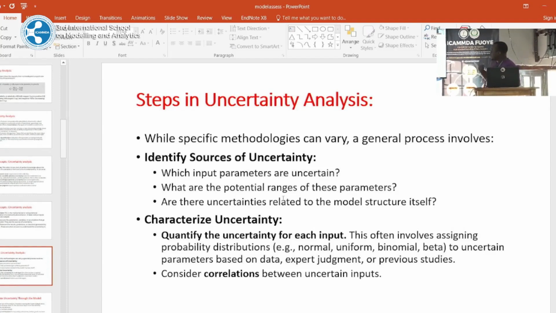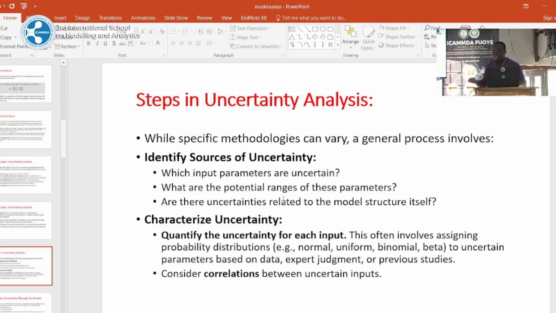While specific methodology can vary, a general process involves, first, identify sources of uncertainty. Which input parameters are uncertain? You need to ask. When you are doing a model, you don't just do a model anyhow. Which input parameter? Is it alpha? Are there uncertainties around alpha? Are there uncertainties around the birth rate or the net rate or the disease-induced death rate? Are there uncertainties around them? What are the potential ranges of this parameter? You have to ask. So in literature, you find out for this parameter I'm using, what are the potential ranges?